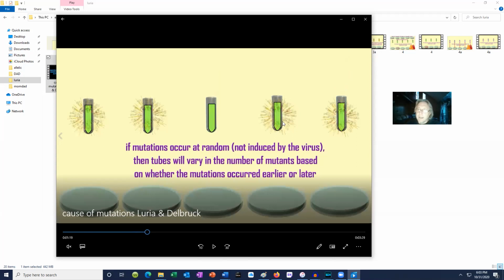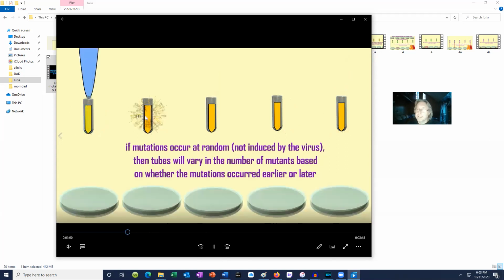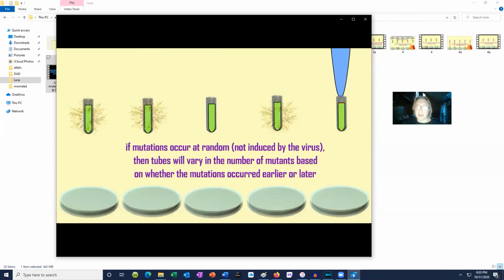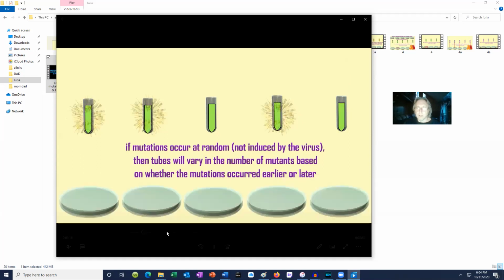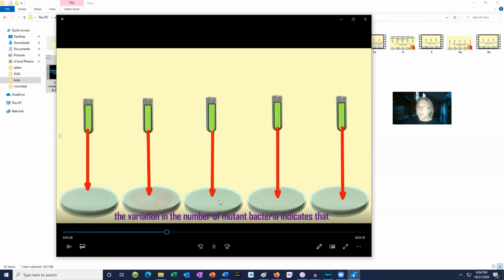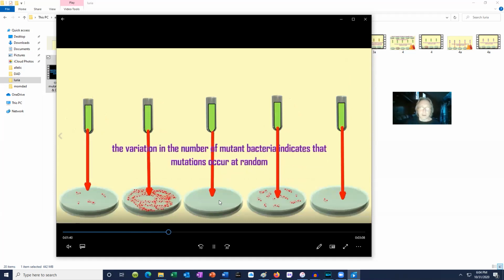Well, if that's the case, then whichever tube had the mutation occur the earliest, tube 2 in this case, would have more mutant bacteria, because as the bacteria divide, if it occurred very early in the culture, then more progeny will have the mutation. There will be more mutant bacteria in the plate resulting from this one than this one. And in this tube, the mutation came later. So they had this hypothesis, that we would tell the difference based on the number of mutations.